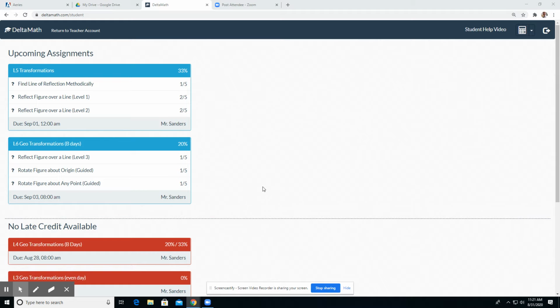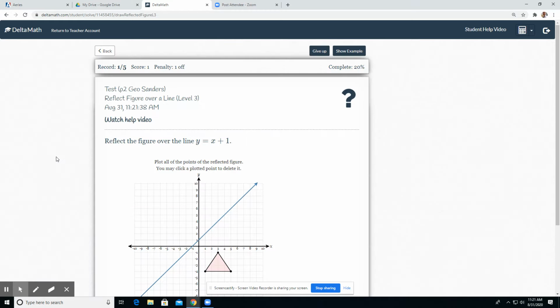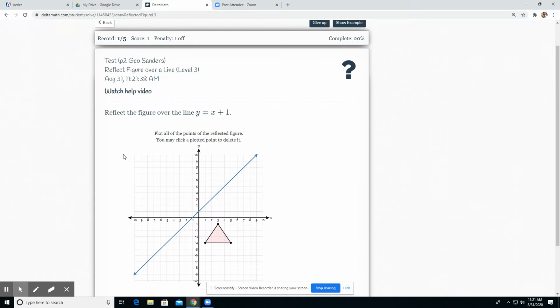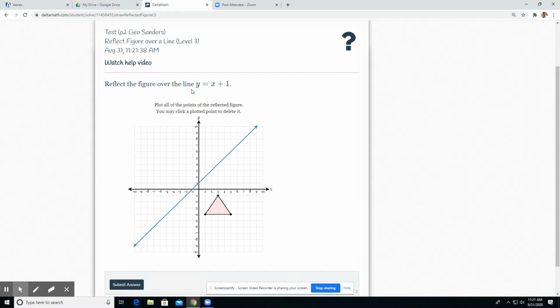Hello, we are doing our transformations. We're asked to reflect a figure over a line at the third level, rotate a figure about an origin, and rotate a figure around any point. And these two are guided exercises. Let's go ahead and get started with reflect a figure over a line.